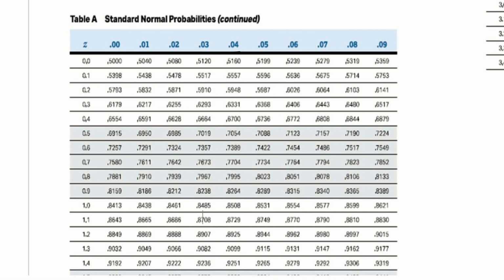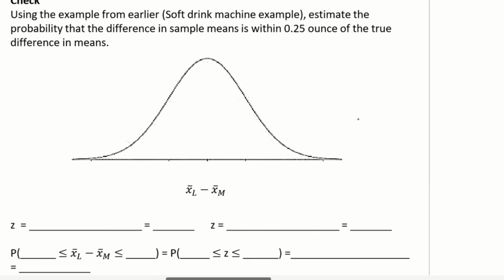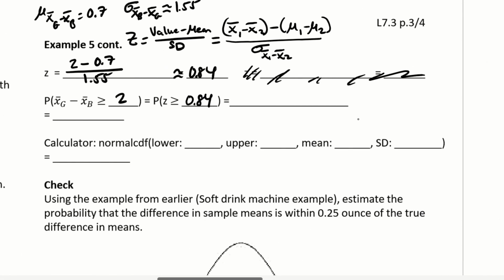Okay, 0.7995. So let's put that here. But that's the area to the right. So if I want the area to the left, I just have to subtract from 0.7995, and I get an area of, I'll just do it over here, 0.2005.